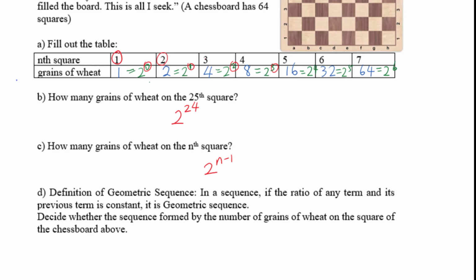Definition of a geometric sequence. In a sequence, if the ratio of any term and its previous term is a constant, it's a geometric sequence. Decide whether the sequence formed by the number of grains of wheat on the squares of the chessboard above is geometric. We have the sequence 1, 2, 4, 8, 16. We could say 2 over 1 equals 4 over 2 equals 8 over 4, that equals 2. So this is a geometric sequence.